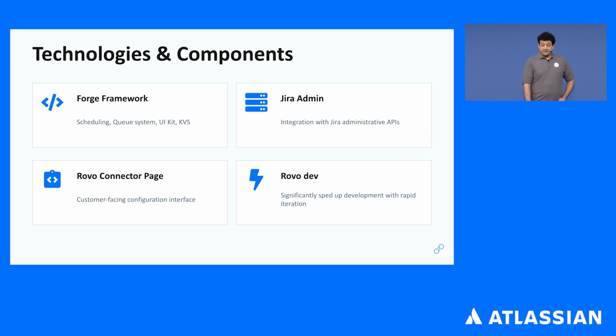We can quickly dive into the components that we use to create this framework. Next to the schedule triggers and queue systems, we also make use of the Jira admin pages to customize our integrations. And also, recently, we started using Rovo Dev to help us speed up our development.